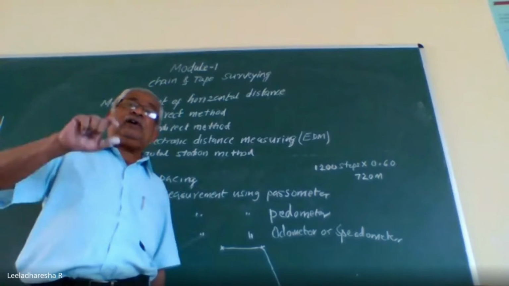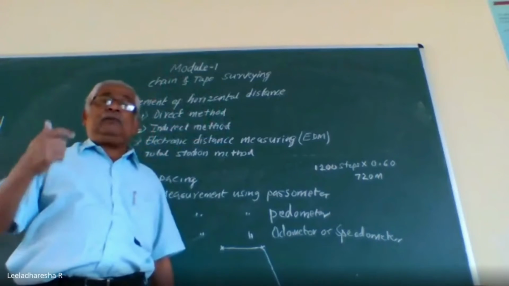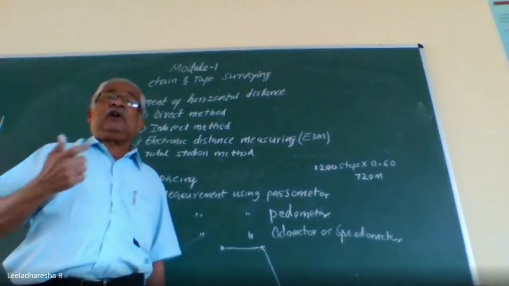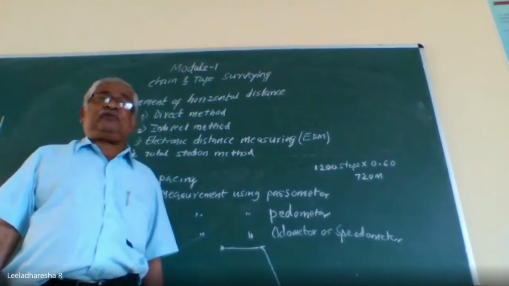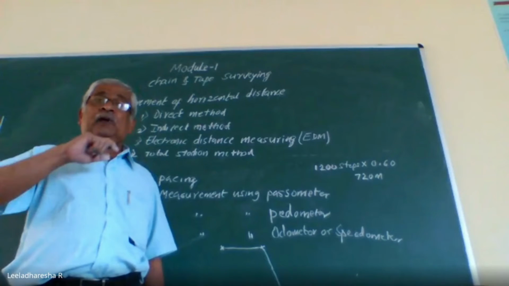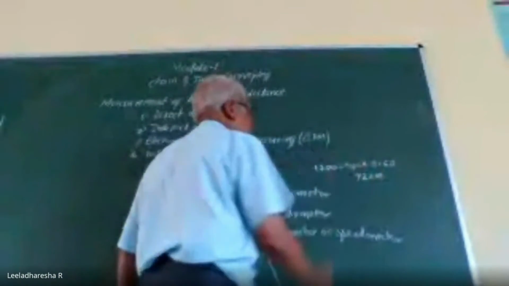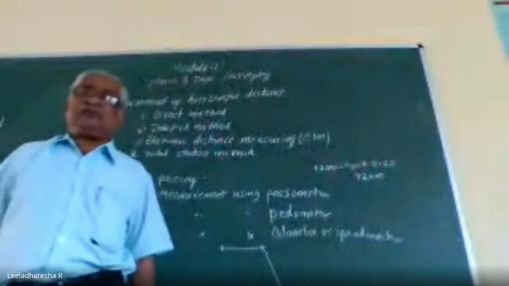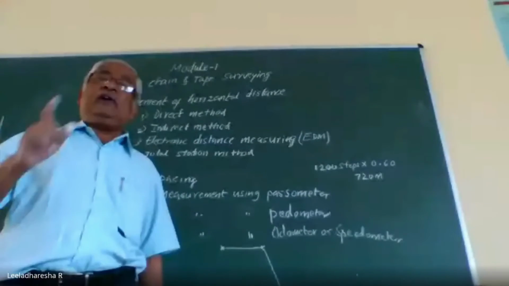It automatically counts the number of steps, because while walking from A to B, I may sometimes forget counting. So, to avoid this confusion, you keep this gasometer in your pocket and walk. It automatically counts the number of steps, and the number of steps multiplied by the average length covered in each step will give you the horizontal distance between the two points A and B.